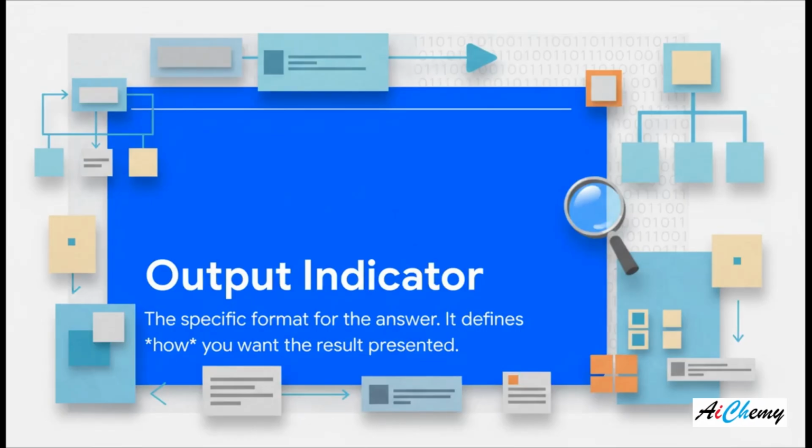And that brings us to our final ingredient, the output indicator. This is where you tell the AI exactly what you want the final answer to look like. So many people skip this part, but trust me, it will save you a ton of editing time later. You're basically defining the format before the AI even starts working.